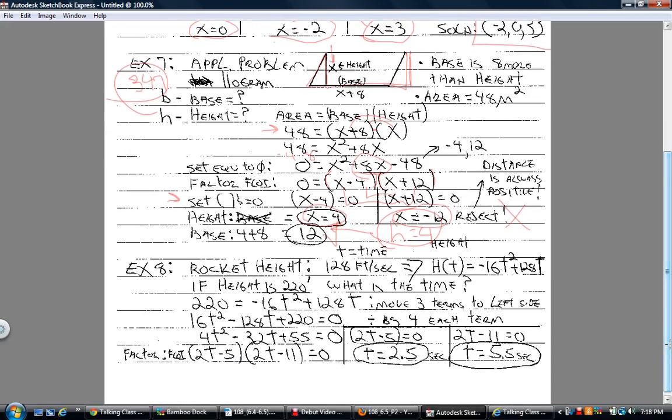Next example here is a rocket being launched off, and this one's going to be a little dear to my heart here for a second. Let me kind of help you out here. This is on page 348. I think it's the exact same problem. Yes. Okay, this is page 348.